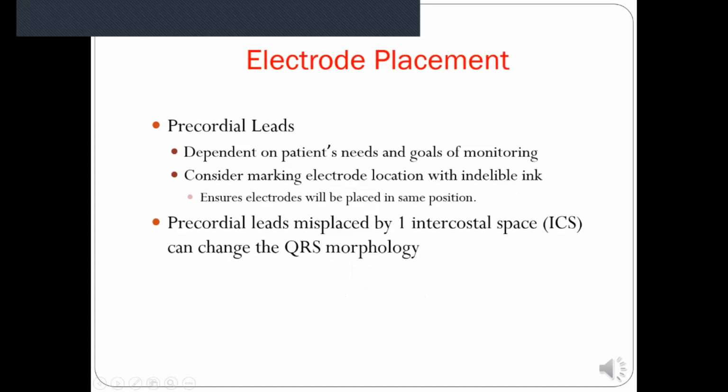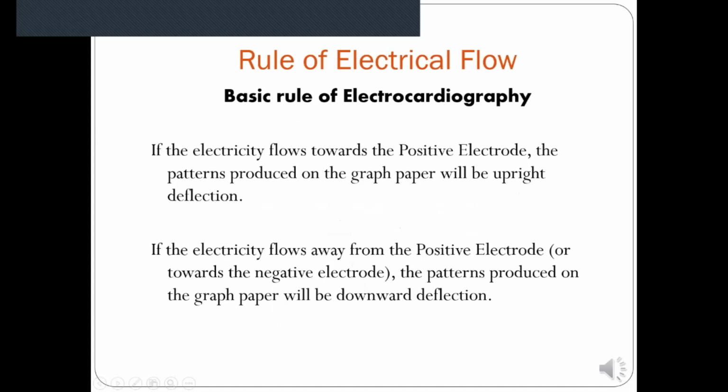And so when you actually apply the leads, you're looking at what you want to be able to read. And so the basic rules of an EKG is if the electricity flows toward the positive electrode, the pattern produced on the graph paper will be an upright deflection. If the electricity flows away from the positive electrode or towards the negative electrode, the pattern produced on the graph paper will be a downward deflection.